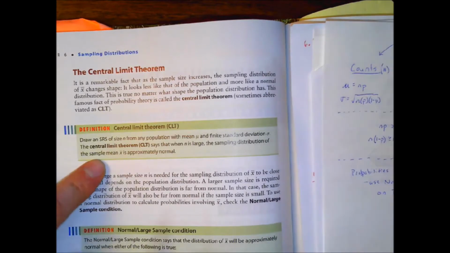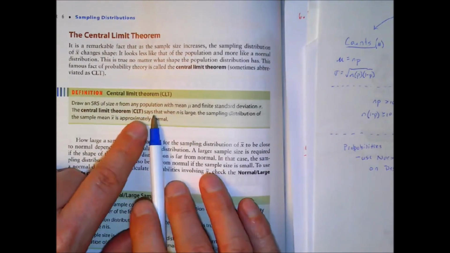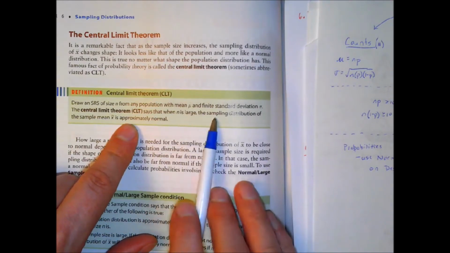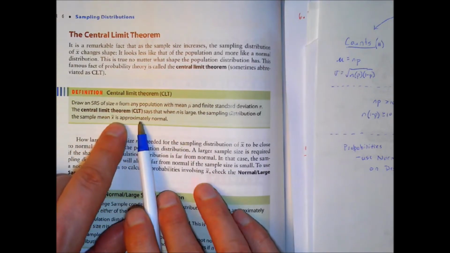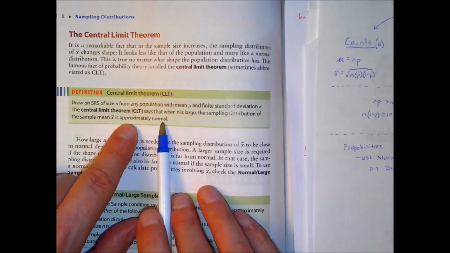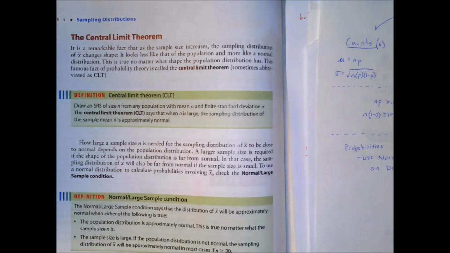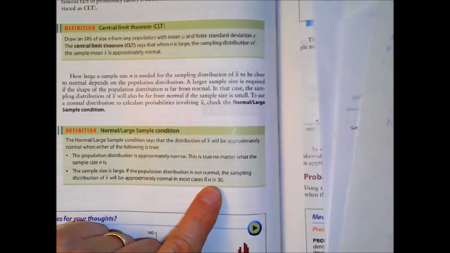So here's the actual theorem. The central limit theorem says that when n is large, so the number in our sample is large, the sampling distribution of the sample mean is approximately normal. Now, that's very vague, isn't it? Large. Some different textbooks have different numbers for large. Our textbook, and what we're going to go with, says as long as our sample is above 30.